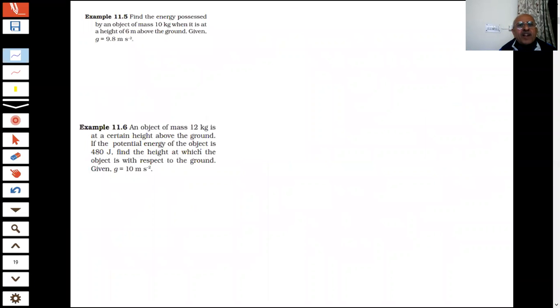Now we are coming to problems on this. Numericals are coming before you. On the screen is a numerical on gravitational potential energy, students. You have been given 1 to 2 minutes to answer the question. Your time starts now. Find the energy possessed by an object of mass 10 kg when it is at a height of 6 meter above the ground. You are given the value of g, 9.8 meter per second square. Students, you have 1 minute to answer the question. Let us see what your answer is.